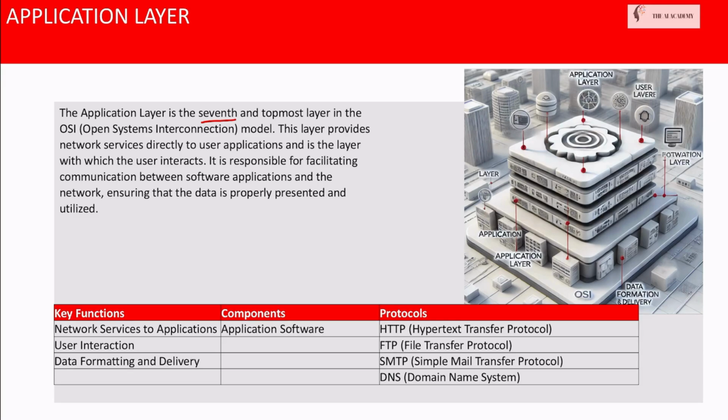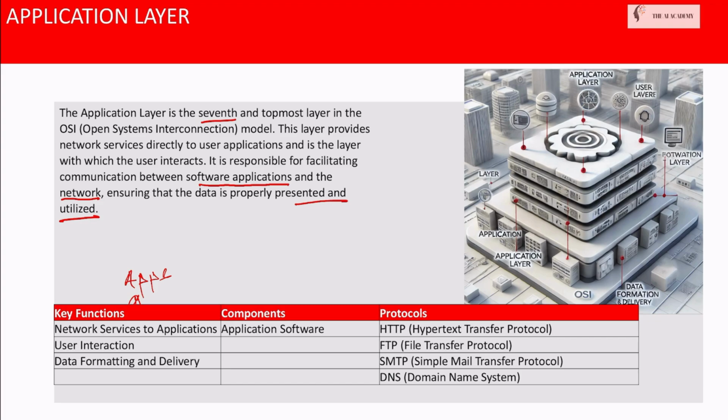The application layer is the seventh and topmost layer in the OSI model. This layer provides network services directly to user applications and is the layer with which the user interacts. It is responsible for facilitating communication between software applications and the network, ensuring that the data is properly presented and utilized. The key functions are the network services to applications.